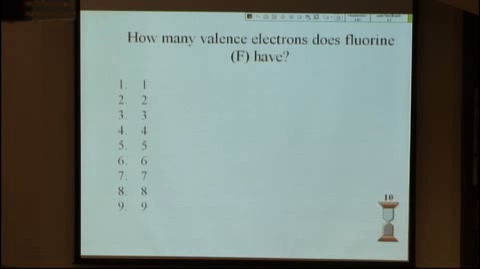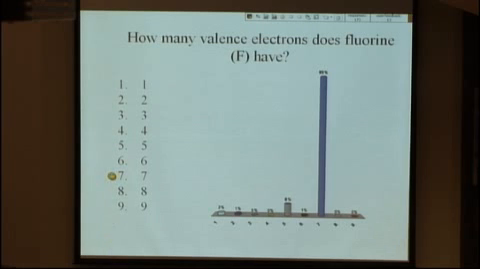So 10 seconds on this. This should be fast. Okay, great. Good job on the clicker questions today. So we have 7 valence electrons.